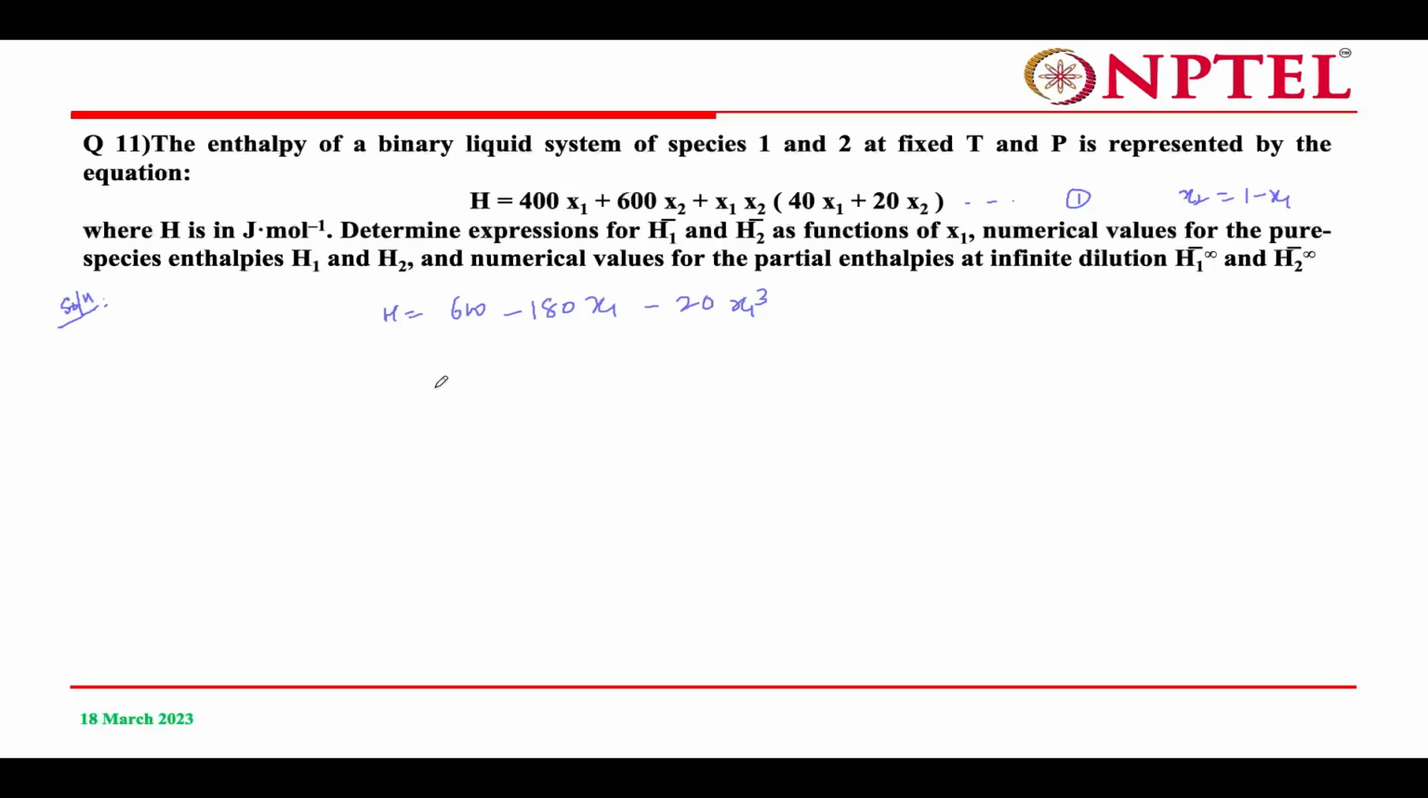Now differentiate this equation by dX1. We get 180 minus 60 X1 square. Okay.